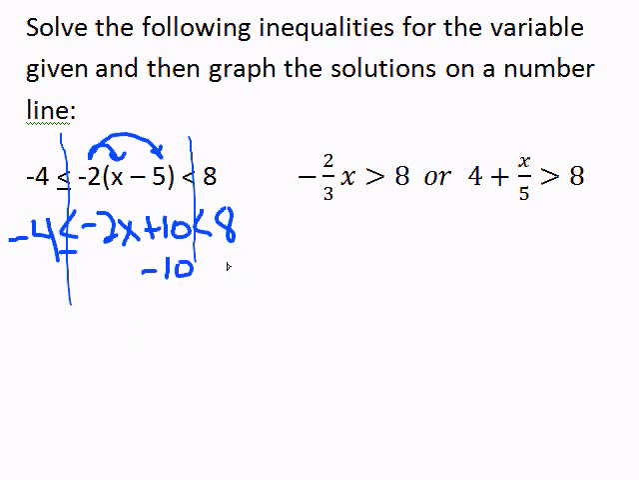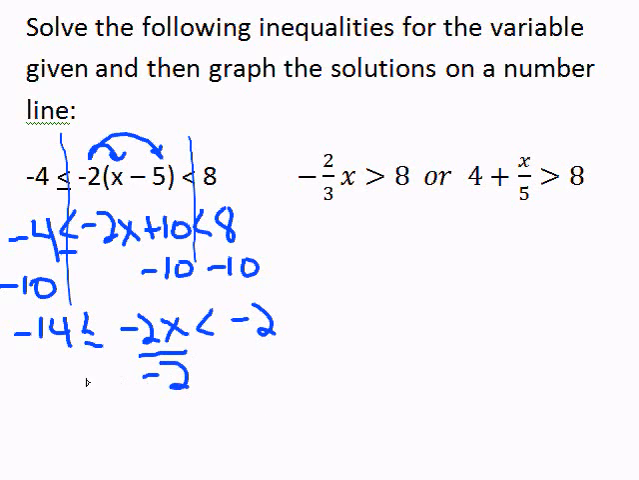Continuing solving, I'm going to subtract 10 from all three sides. That gives me negative 14 is less than or equal to negative 2x, which is less than negative 2. Still need to get x by itself, so I'm going to divide all three sides by negative 2. That gives me negative 14 over negative 2 is a positive 7, x in the middle, and a positive 1 over here. Now since we divided all three sides by a negative number, we need to change the direction of those inequality symbols. I'm going to graph that down below here in a little bit. Actually, let me go ahead and graph that right above what we just got through doing.